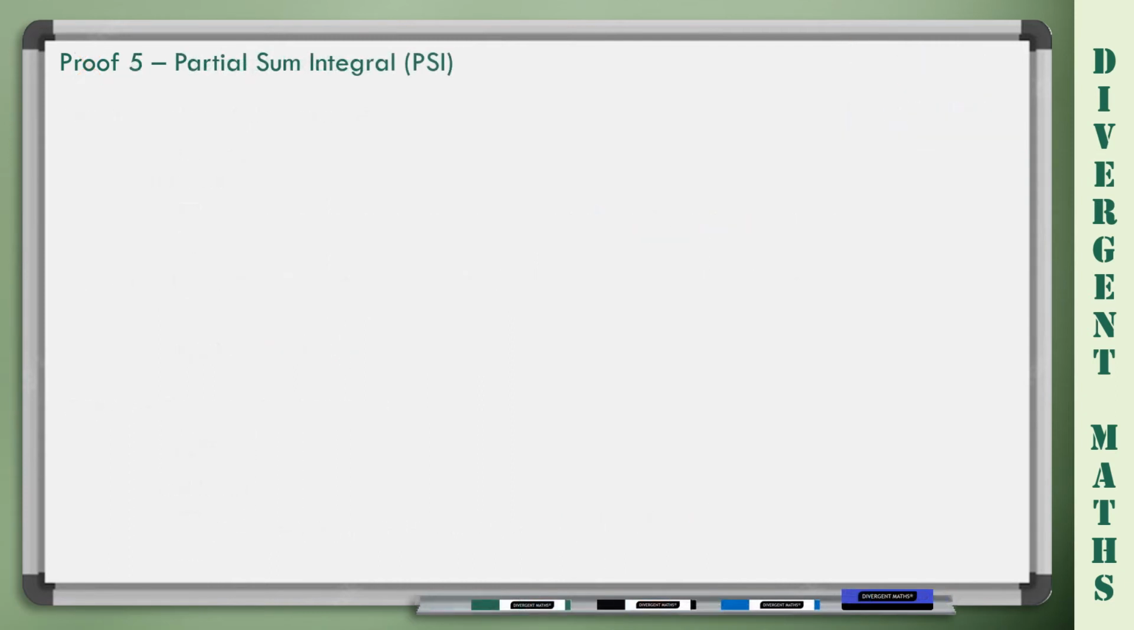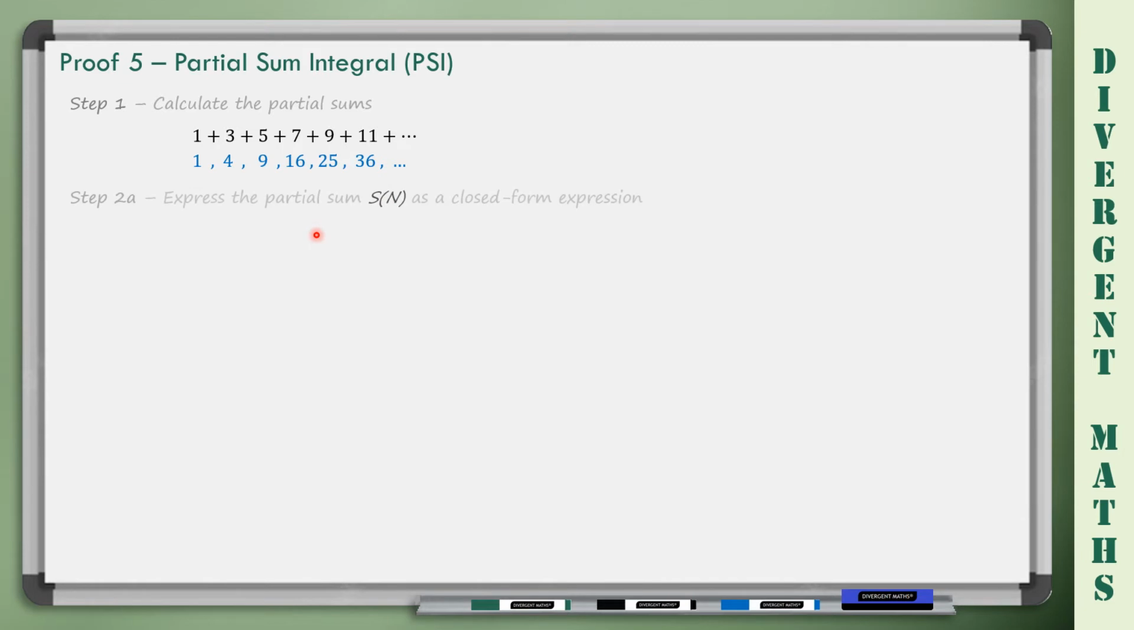Proof number 5, partial sum integral, also known as the PSI method. So, step number 1, let's calculate the partial sums. We have seen it on the previous slide, 1 plus 3 plus 5 plus 7 plus 9, etc. The sequence of partial sums is the sequence of square numbers, 1, 4, 9, 16, 25, etc.